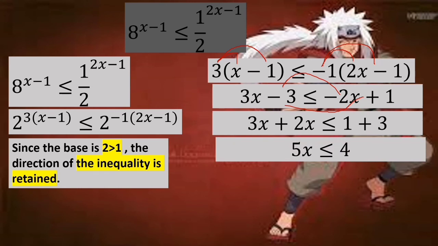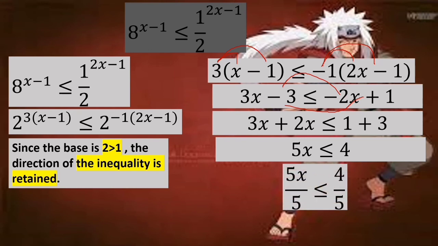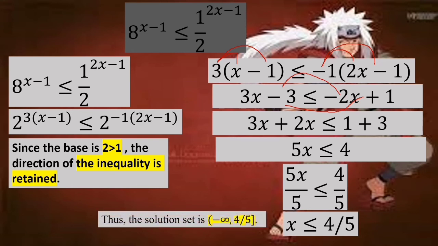Then, kailangan natin makancel yung 5. So, magdi-divide tayo ng 5 both sides. So, x is less than or equal to 4 over 5. So, our solution set is negative infinity to 4 over 5. So, kung makikita nyo class, dito banda, ang ginamit natin is ito. So, kasama sa solution yung 4 over 5.